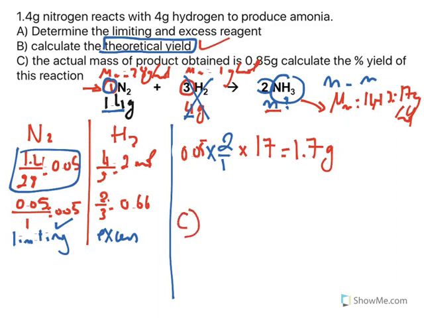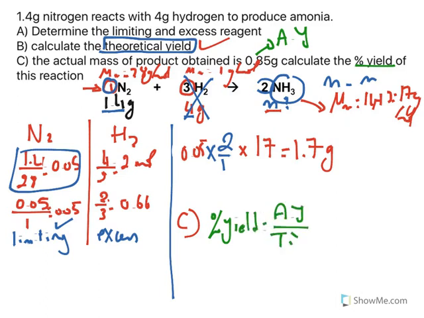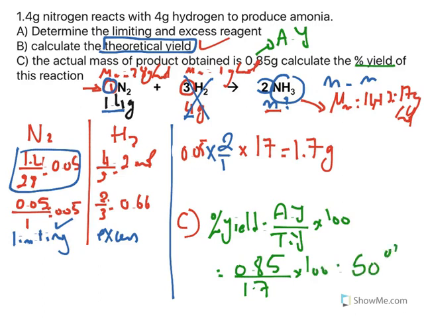Finally, part C in this question, it says the actual mass of product obtained is 0.85, which means that this is the actual yield. Calculate the percent yield of this reaction. Remember, in your exam, always write the formula before you start solving. So the percent yield is equal to actual yield over theoretical yield multiplied by 100. So it is 0.85 divided by 1.7 multiplied by 100. And the result is 50%. So this reaction is 50% efficient.